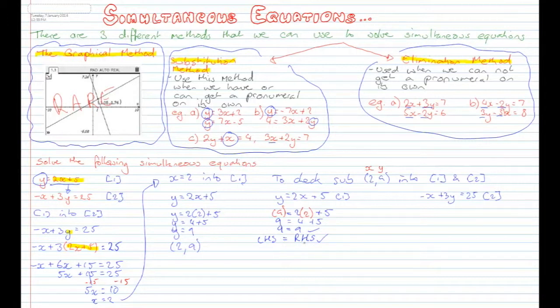What left hand side equals right hand side means is basically that if this side is equal to this side, it means that this equation here goes through the point 2, 9. If they don't equal each other, then it means it doesn't actually go through that point.